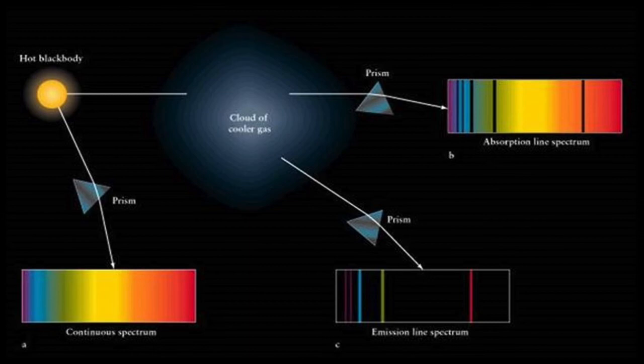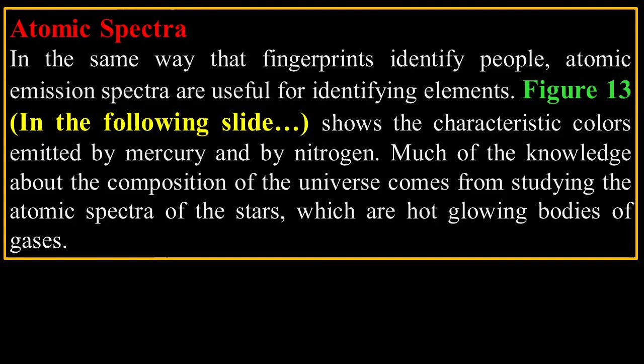All right, so I have a particular element in there, and I can determine what that element is based on the analysis of the light. So if I analyze the light after it passes through a sample, I can tell scientifically what's in that sample. It says, in the same way that fingerprints identify people, atomic emission spectra are useful for identifying elements. Figure 13 in the following slide shows the characteristic colors emitted by mercury and by nitrogen. Much of the knowledge about the composition of the universe comes from studying the atomic spectra of the stars, which are hot, glowing bodies of gases.